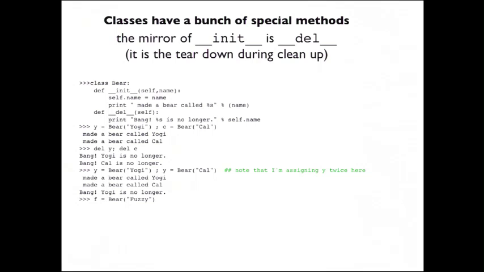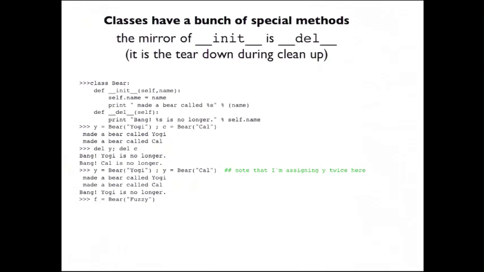And what did it do? Let's look at the order of this. First, I created Yogi, so that's just what we had before. That was the left-hand side of the semicolon. And then it said, made a bear called Cal, because I instantiated a new bear class. That was what I did on the right-hand side of the semicolon. And then when I assigned that to Y, I had to delete Yogi. Is everyone clear on that? The ordering of that is pretty important.